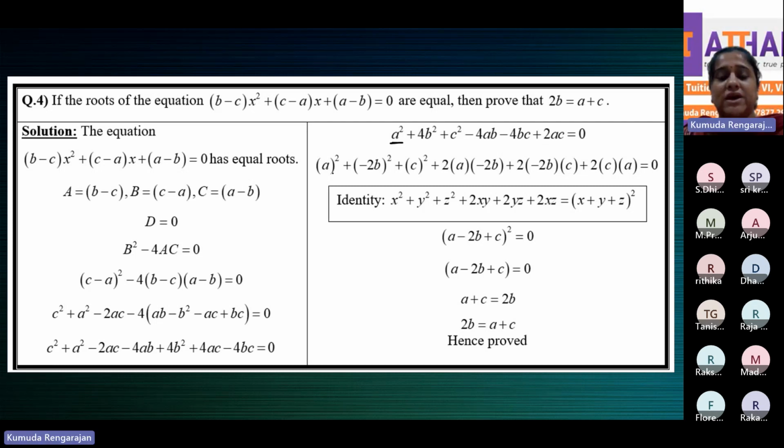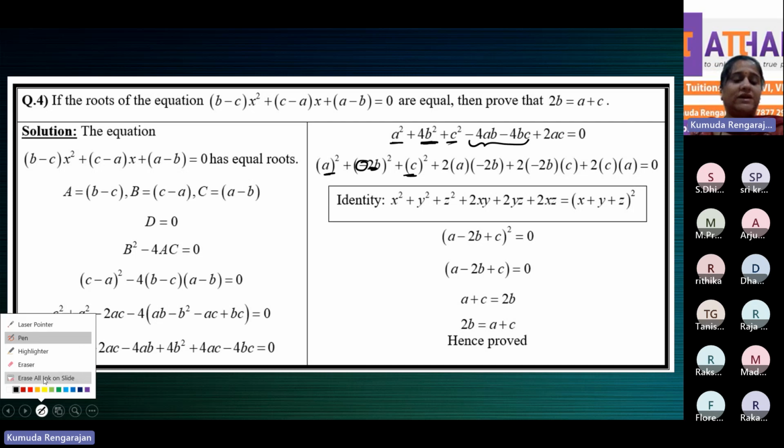Write this as A the whole square. I'll tell you how we get the minus sign. This is 2B the whole square. This is C the whole square. Now you can see that these two terms are negative.